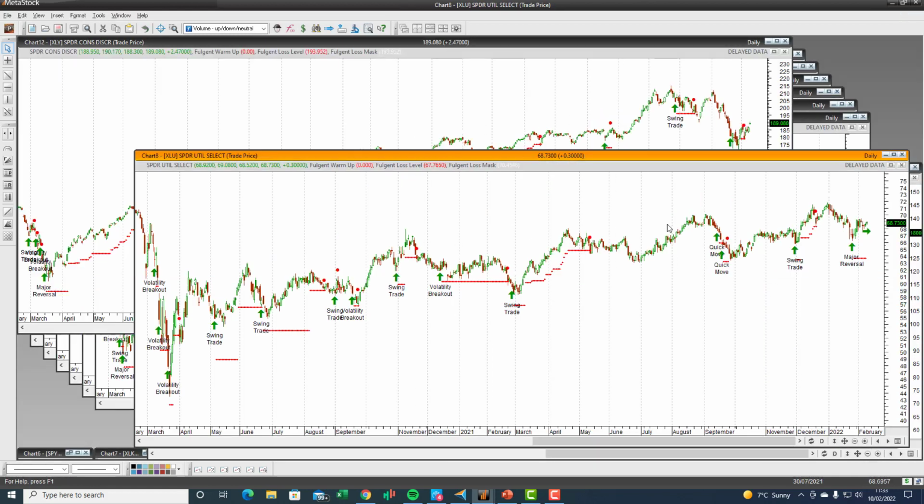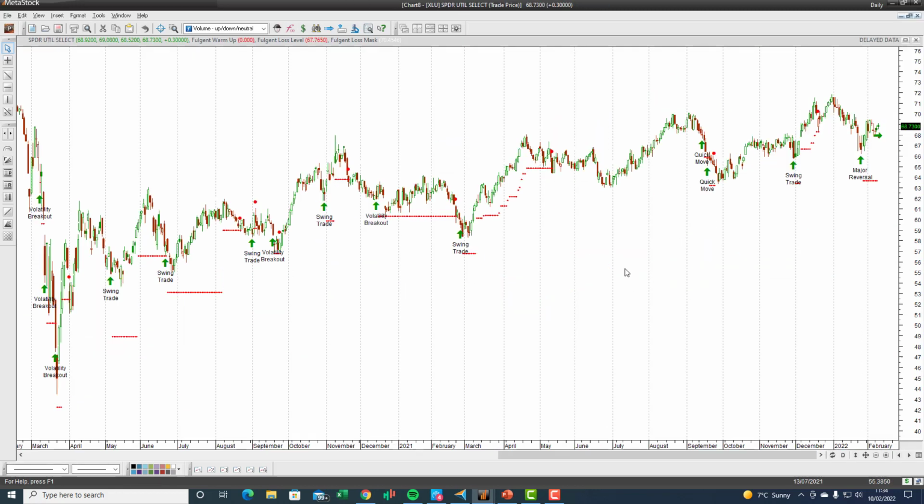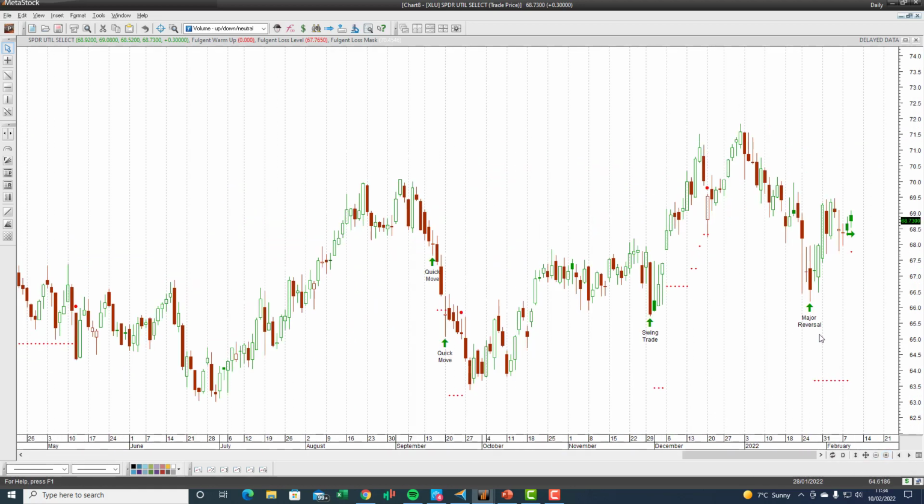The next ETF is XLU Utilities. You can see there are also fantastic trade ideas here generated by the AI. You had lots of swing trades there. Volatility breakout there, swing trade there. That one, the stop loss was hit there. Swing trade there. November, December caught that rally beautifully. Then the major market reversal here. February also a fantastic trade.